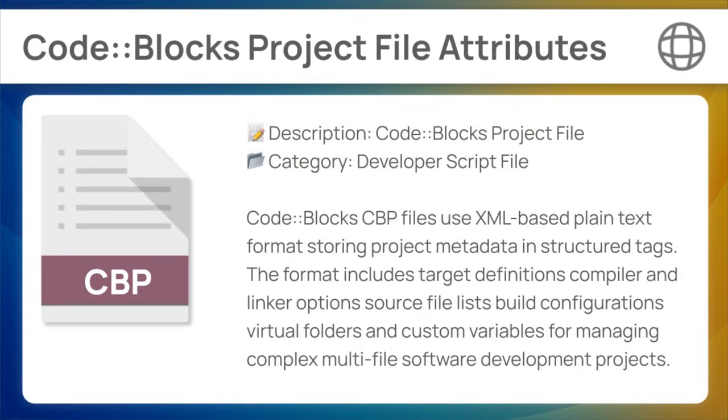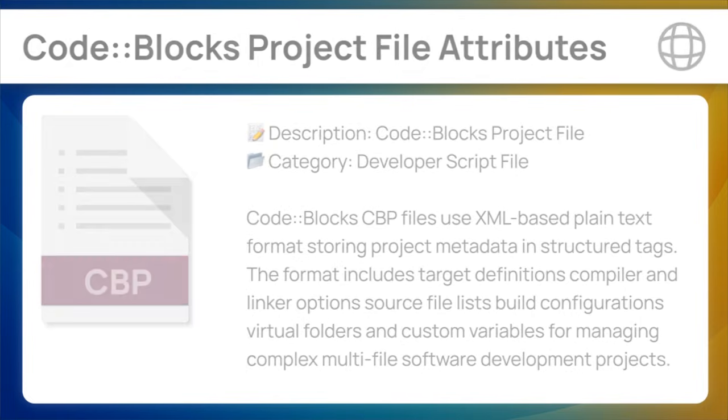Code::Blocks CBP files use an XML-based plain text format, storing project metadata in structured tags. The format includes target definitions, compiler and linker options, source file lists, build configurations, virtual folders, and custom variables for managing complex multi-file software development projects.